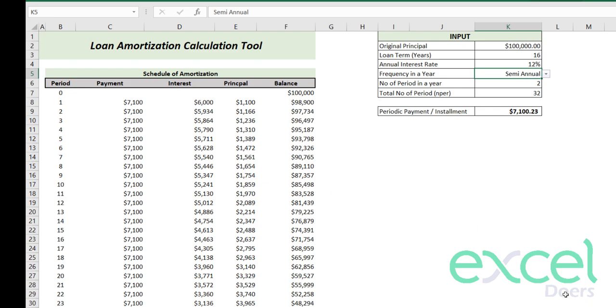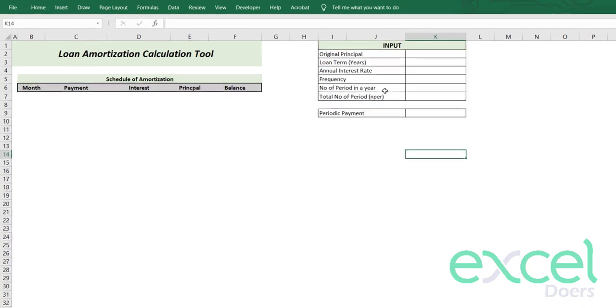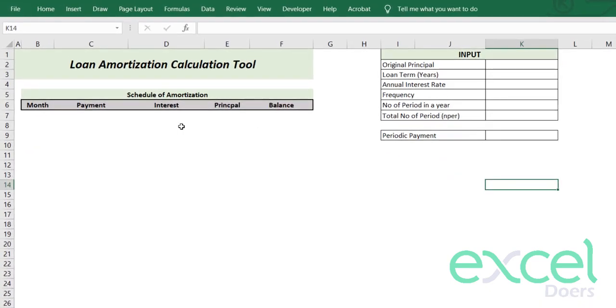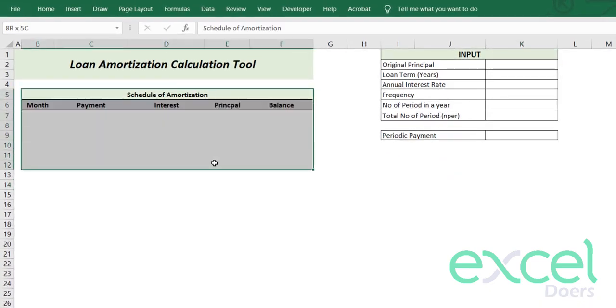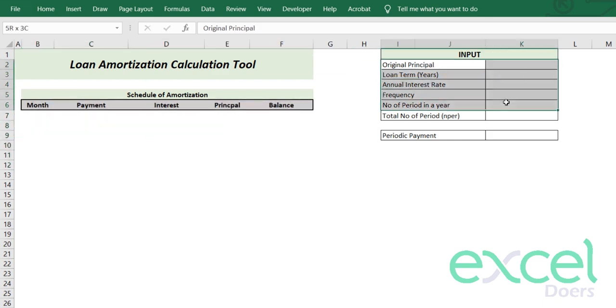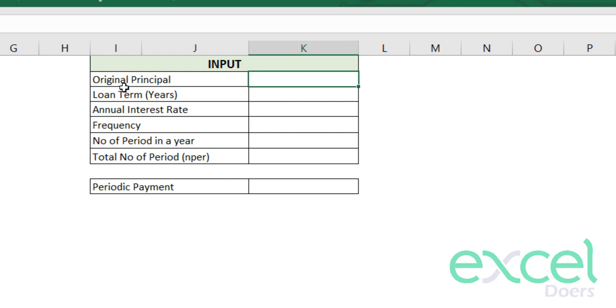Let's get started. Okay, so let's start the development. In order to prepare the amortization table, I will require some input. So I will define those inputs here. First of all, I would need the original principal.